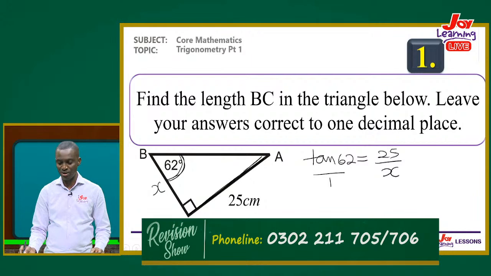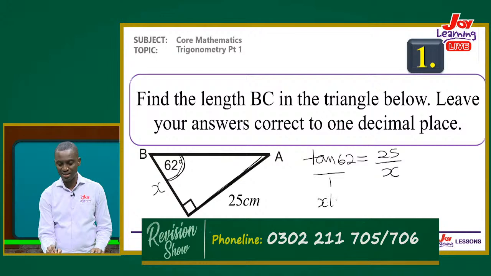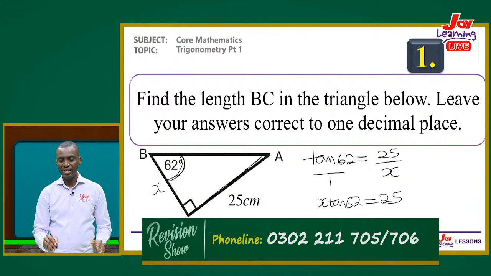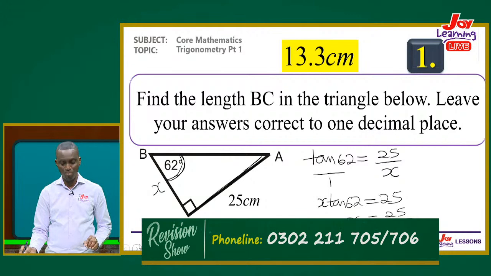Now, when we do cross multiplication here, we're going to have x tan 62 is equal to 25. And because I'm making x the subject, I divide both sides by tan 62. And so x becomes 25 divided by tan 62. Now, the calculator can do the rest for you. Just put in 25 divided by tan 62. And if you do that, your answer will come as 13.3. So 25 divided by tan 62 will give you 13.3. Right.